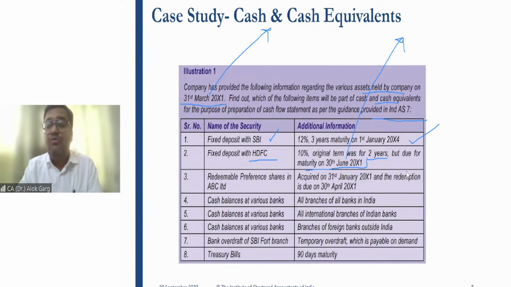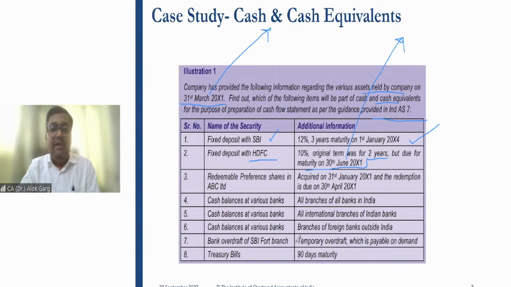Sumit is asking, sir, whether the 3 month period is to be checked from the reporting date. The answer is no. The 3 month period has to be checked from the original date of deposit. I hope it is clear to everyone. I have given 3 examples to support this. If it is 2 years, then even if the remaining period is less than 3 months, the original period is not less than 3 months.